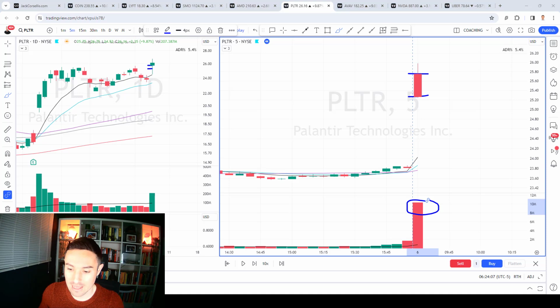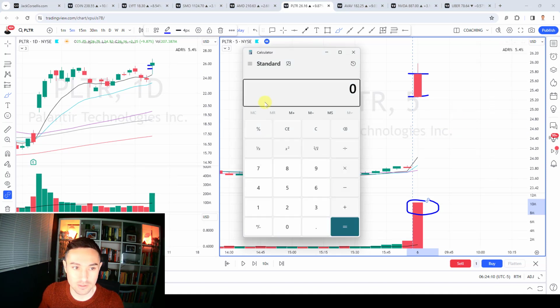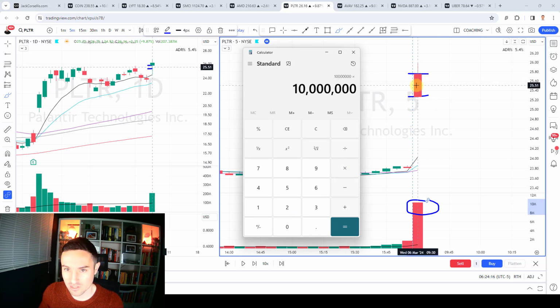Let's get our calculator out again so I can show you the dollar figures. Let's just take an average. About 10 million shares traded on this bar, and let's go mid-range of the bar at 25.50. Times that by 25.50, and the dollar volume in that first 5 minutes is around $250 million.